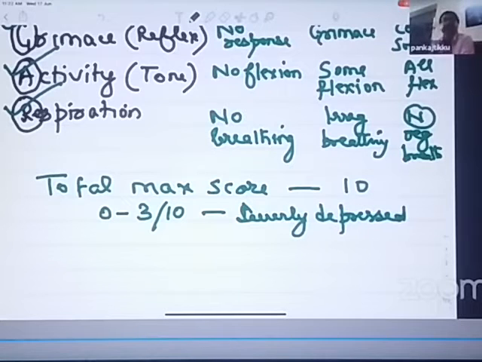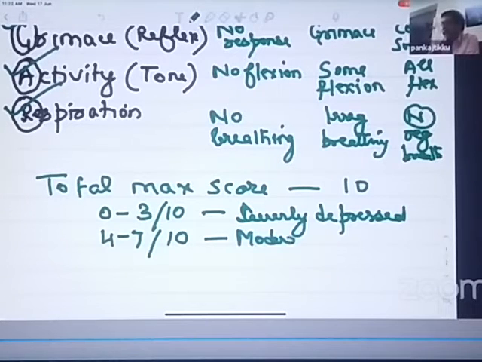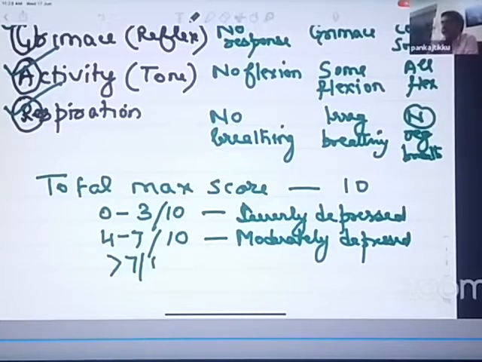He is severely depressed. This child requires serious intervention. Any child who scores between 4 to 7 out of 10 is moderately depressed, or you can say mildly depressed. He's not severely depressed. He's either moderately depressed or mildly depressed. And if the child's score is more than 7 out of 10, this child is a normal child. So you can transfer the child to the mother.